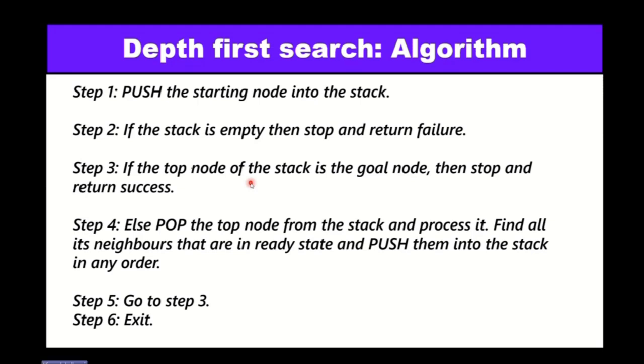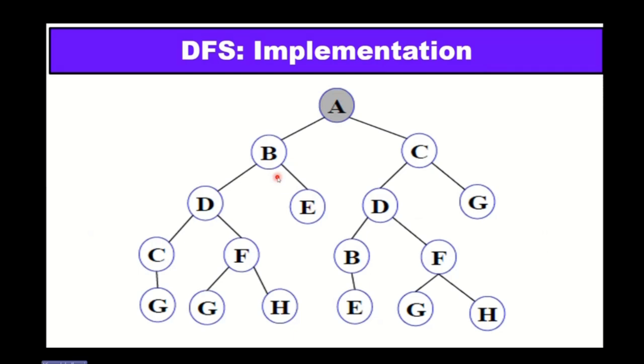If it is the goal, your search is over. If it is not the goal, then remove that, record the path, and then find all neighbors. Again take all neighbors into the fringe, rearrange them, and again check whether they are the goal or not. Now let us apply this algorithm.